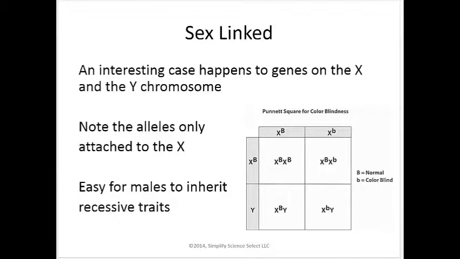So, for example, for color blindness, that's why it's so much more common for males to have color blindness than for females. Because for a female to be colorblind, they'd have to have two X recessive alleles, but a male only has to have one because males don't get a second X. There's not a second chance to get the dominant. So males are much more likely to exhibit recessive traits in sex-linked examples.